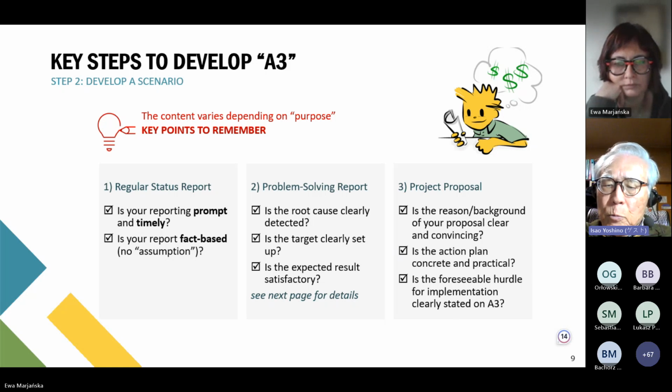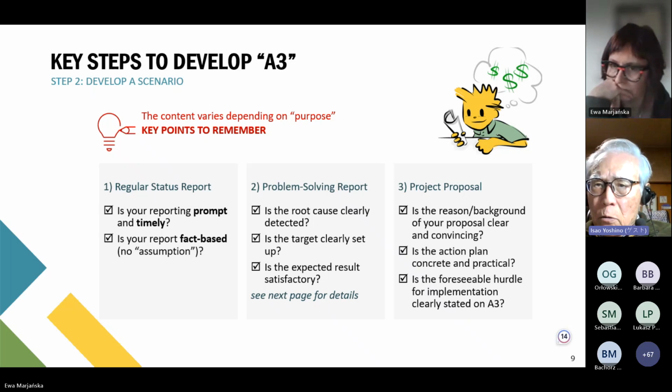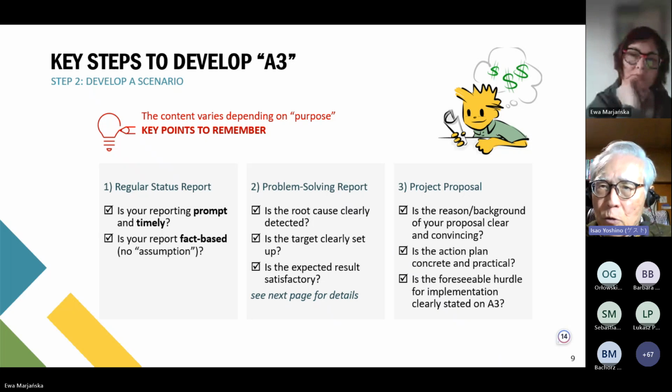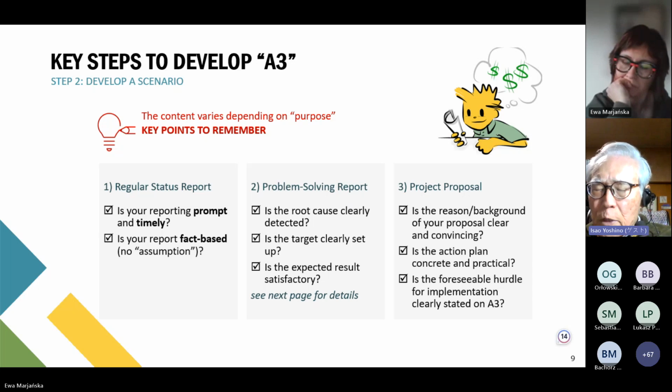So John Shook's book only talks about problem solving purposes. That's number 2. Number 3 is the project proposal, a new proposal. For example, if you want to start a new project in your department, then you prepare some A3 document and bring it to top management. So a new proposal means you want to start this project, and you want to get an OK from top management. So you have to put down all the key items so that the president can make some judgment.